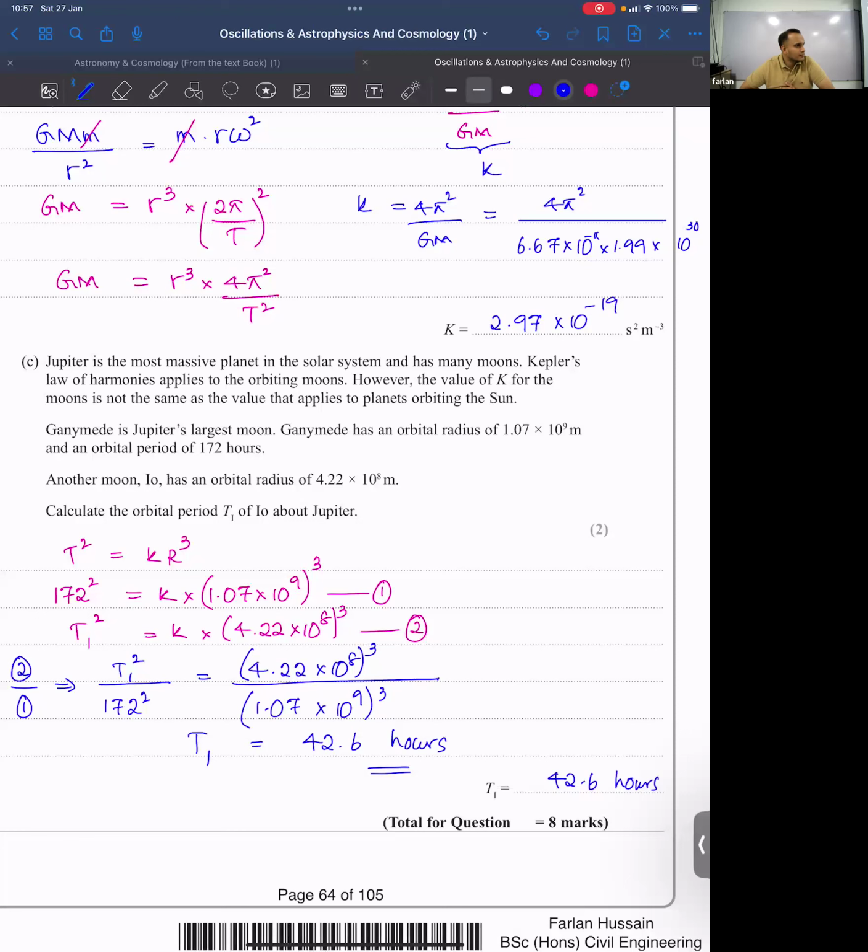Correct? Am I right? You don't need any physics for this, simple maths. O-level maths. Can we move on to the next?